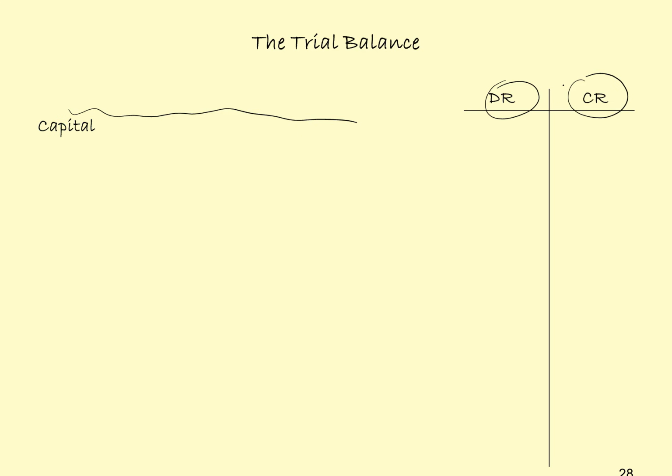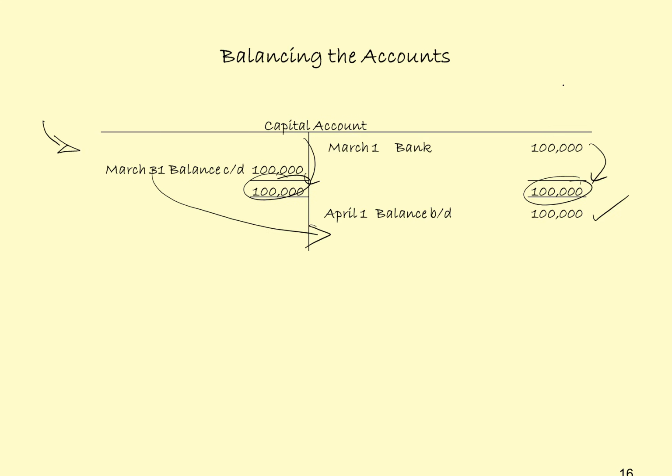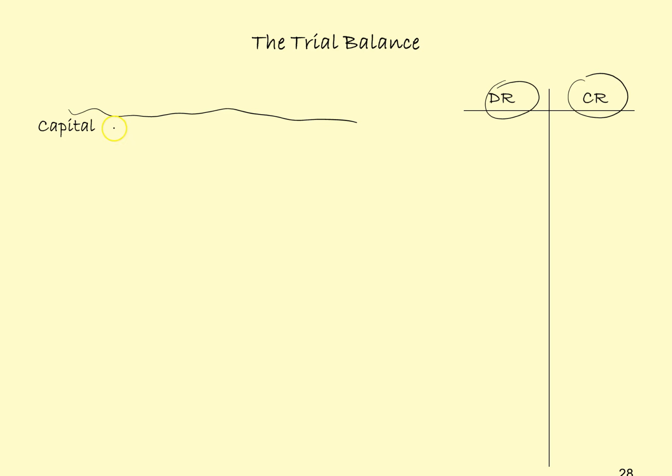In this example here, my first account was the capital account, so I need to go back to my capital account and have a look at it. And if I look at my capital account, I can see the balance is 100,000 and it's on the credit side. So what I'm going to do is I'm going to write that in on the credit side here, 100,000.